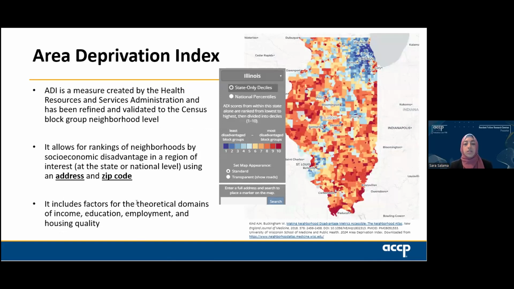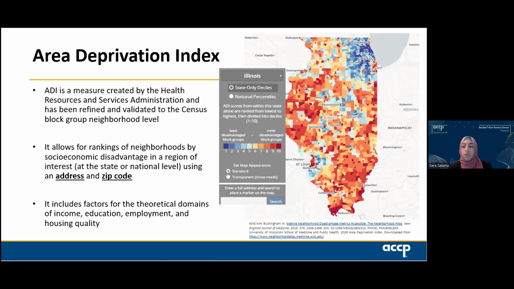So as we had discussed earlier, a different measure of social determinants of health. In this study, we looked primarily at the area deprivation index. So this is a measure that was created by the Health Resources and Service Administration and then further refined and validated. But essentially, it allows for the rankings of neighborhoods by socioeconomic disadvantage in a region of interest at both the state and national level. And it does so using either a complete address or a zip code. So the full address and zip code is required. It includes factors for the theoretical domains of income, education, employment, and housing quality.